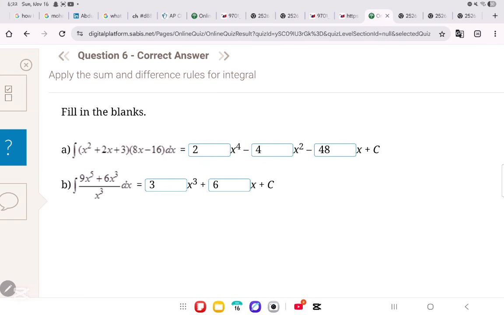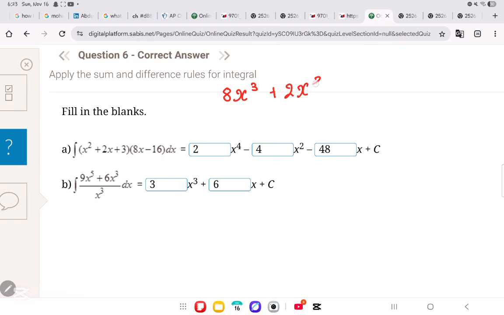We need to do the integration again. Okay, so here we need to multiply. We're not gonna complicate our lives. We're just gonna multiply, right? So we'll multiply everything with each other. X squared times 8x, that's 8x cubed. 2x times 8x, that's 2x squared. 2x times minus 16, that's minus 32x.